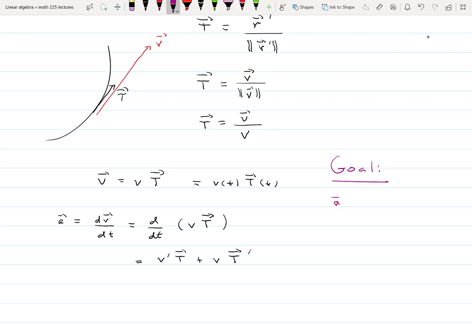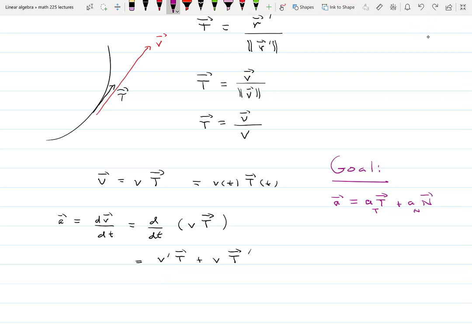The goal was to have acceleration equal to some pull forward times the unit forward, the unit tangent vector, plus a pull inward times the unit inward, or the unit normal vector. So far I've got part of that. It looks like the tangential component of acceleration is v prime. More about that in a bit.